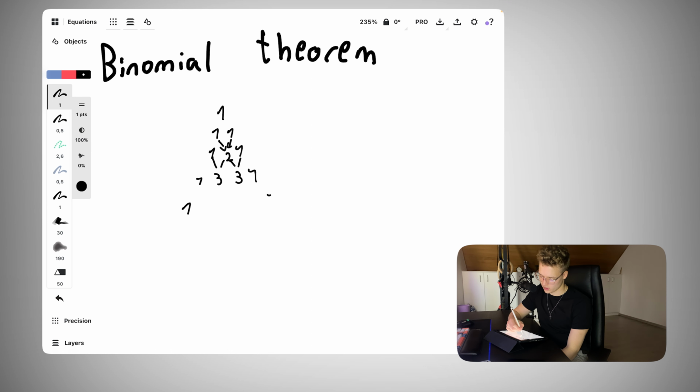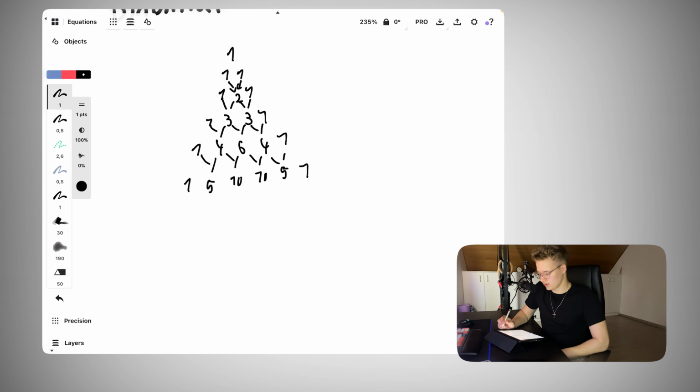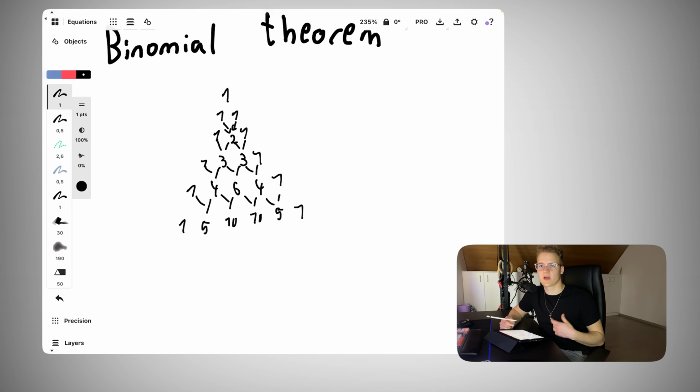Then we have, again, 1 and 1. These two become 4. 3 and 3 become 6. 3 and 1 become 4. And then you move on, and so on and so forth. So 5, 10, 10, 5, and 1. And it would just expand like that. Okay, so that's Pascal's triangle.